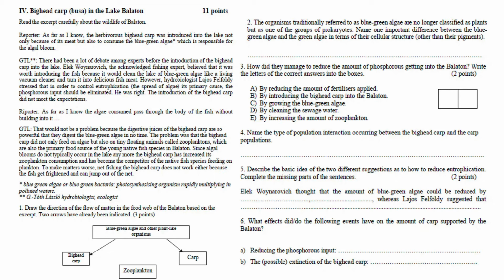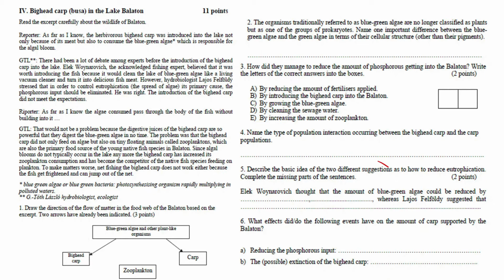Since algal blooms do not typically occur in the lake anymore, the big head carp has increased its zooplankton consumption and has become the competitor of the native fish species feeding on the plankton. To make matters worse, net fishing the big head carp does not work either, because the fish get frightened and can jump out of the net.